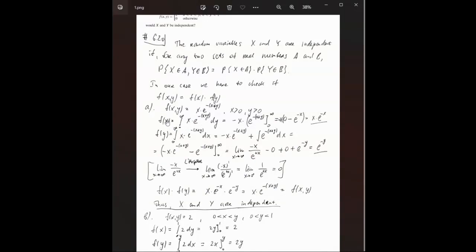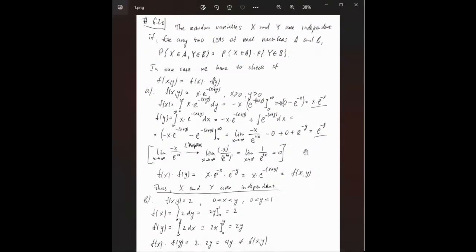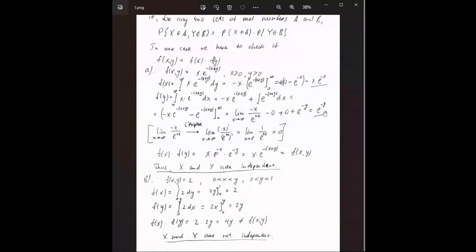Firstly, I get f of x by integrating with respect to y, and I get x multiplied by e to the power minus x. And then I calculate f of y by using integration by parts. It equals e to the power minus y. By multiplying these results, I get our original function, f of x and y. So it means that variables x and y are independent.